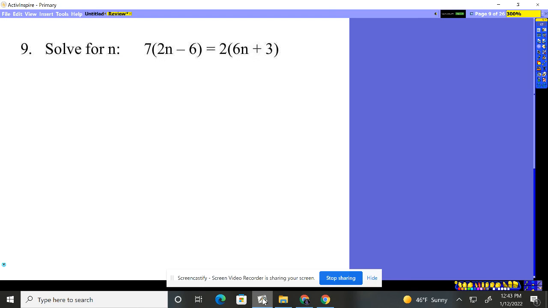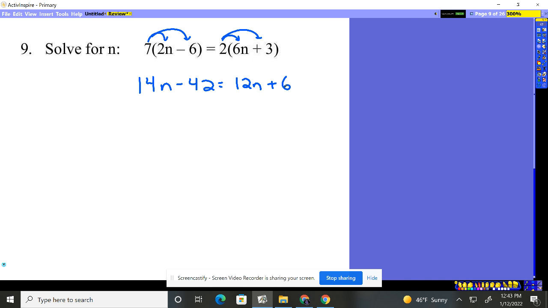Number 9. What I'm going to need to do is distribute through here on both sides of the equation and then move all my variables to one side, move all my numbers to the other. So let's do that. 7 times 2n is 14n. 7 times 6 is minus 42. 2 times 6n is 12n. 2 times 3 is 6.